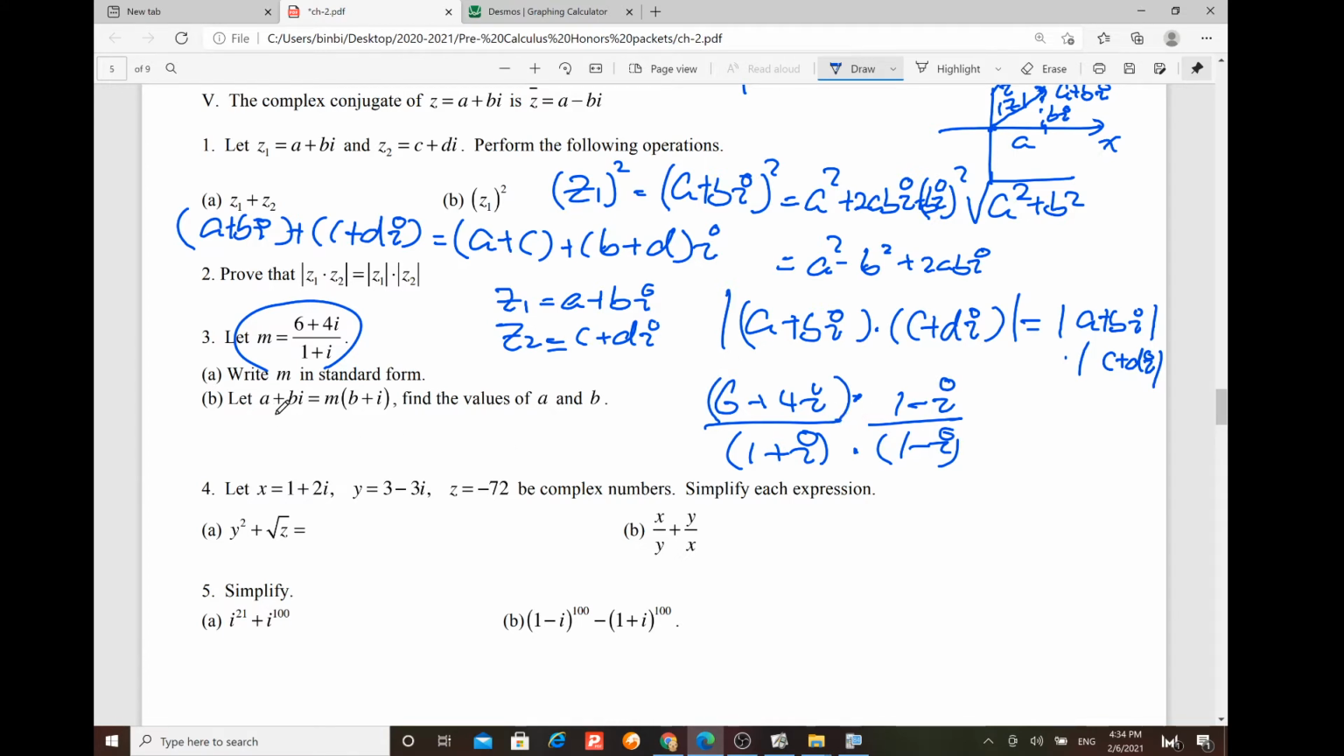And then let A plus BI equals M times the quantity of B plus I. Find the value of A and B. Again, distribute, and then compare the numbers. So MB equals A, the real number equals the real number. Imaginary number equals the imaginary number. So M equals B, so that means B squared equals A.